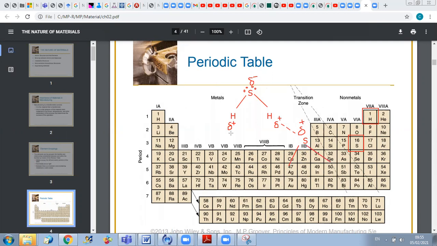Also, this H, which has a positive dipole, can interact with another S. So this H can interact with another S, etc. So you will have a formation of a high number of molecules that interact with each other.